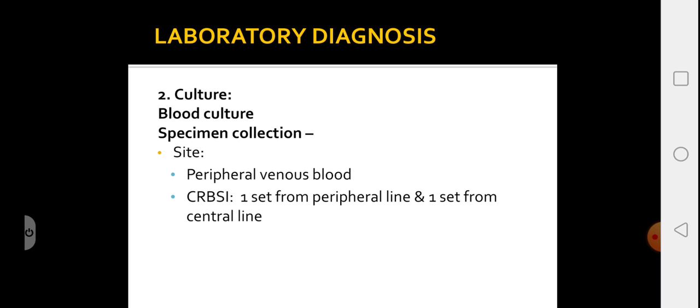Under culture, let us know about blood culture. In blood culture, the specimen collected is peripheral venous blood. But if it's a catheter-related bloodstream infection, you have to collect the blood from the peripheral line as well as the central line to check for differential time to positivity.